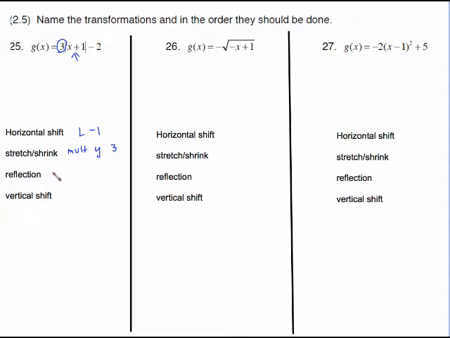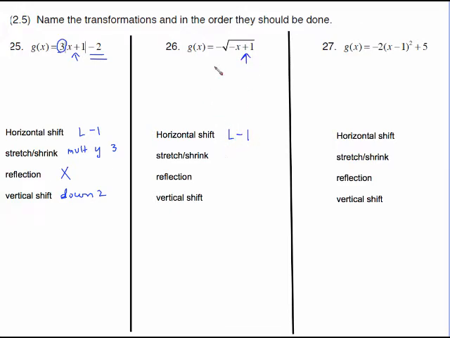Reflection has to do with a negative sign in front, like this one or this one. There's no negative here or inside in front of the x, so there is no reflection. The vertical shift is the number that happens after the brackets or after the radical or after the parentheses. And the minus 2 tells us to shift this down 2. That is a vertical shift. Same steps over here, horizontal shift. Look inside right here at the plus 1 tells me I need to move to the left 1.